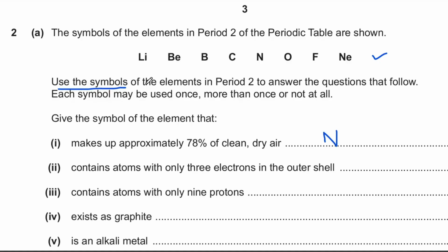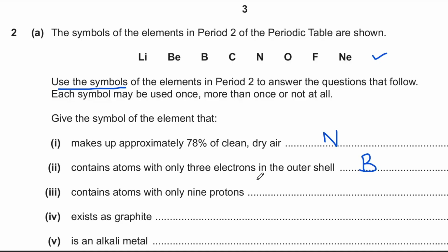Next, has 3 electrons in its outer shell. Group number equals number of outer electrons. Boron is in group 3, which is group 1, group 2, group 3, group 4 up to the end. So boron is in group 3. So that means boron is our answer, B. Group number equals number of outer electrons.